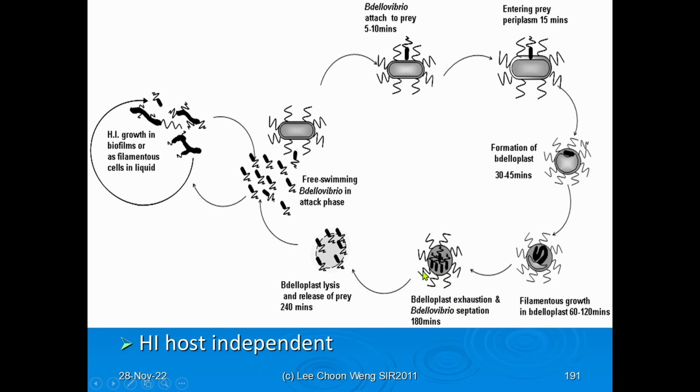and when the nutrients are near exhaustion, they will begin to septate, which means they will begin to divide into separate Bdellovibrios. Then usually when the nutrients are exhausted, the Bdelloplast will lyse and will release the Bdellovibrio, and the cycle continues. They also have a host-independent stage where they can grow independent of hosts in biofilms or in liquid as filamentous cells.